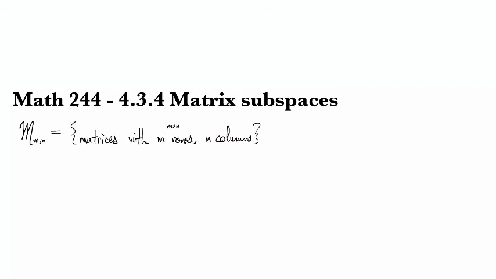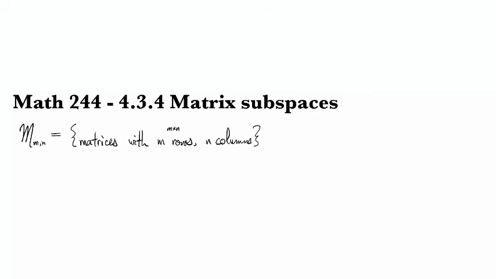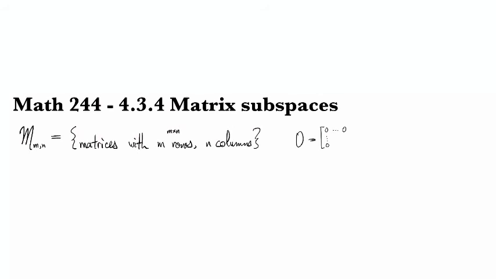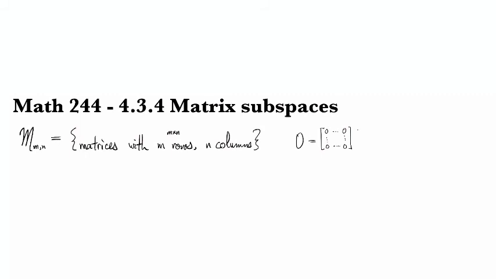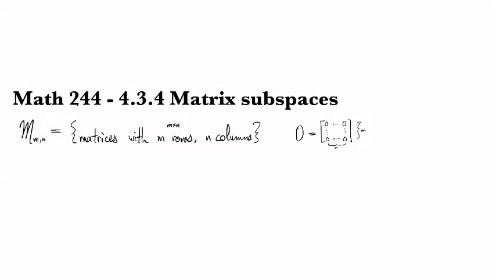And notice that if you take two m by n matrices and you add them together, then you get another m by n matrix. And if you scalar multiply an m by n matrix, then you get another m by n matrix. So these form a vector space. And in this case, the zero element looks like the matrix of all zeros. There's going to be m rows and n columns, but that's our zero element for this vector space.